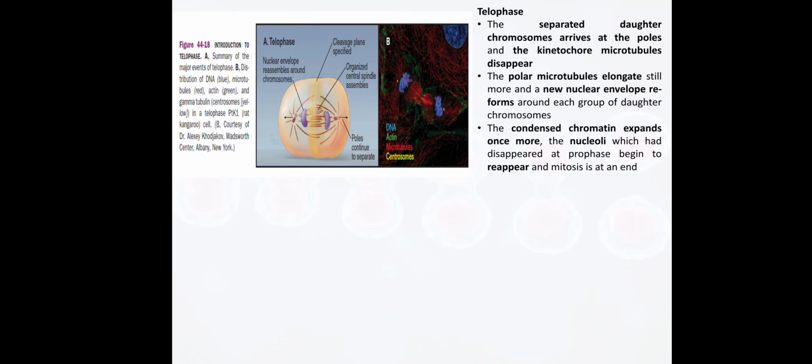See here, in telophase the separated daughter chromosomes arrive at the poles and the kinetochore microtubules disappear. The polar microtubules elongate still more and a new nuclear envelope reforms around each group of daughter chromosomes. The condensed chromatin expands once more. The nucleoli, which had disappeared at prophase, begin to reappear.